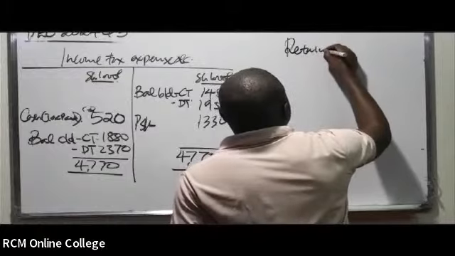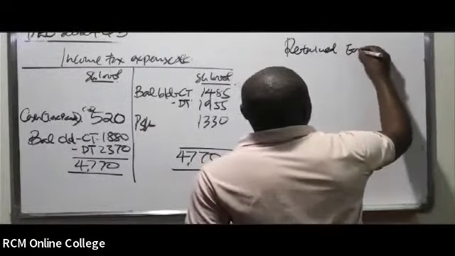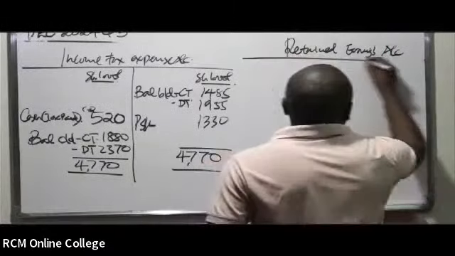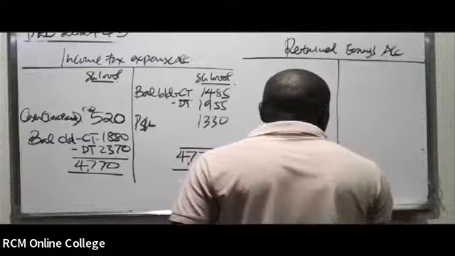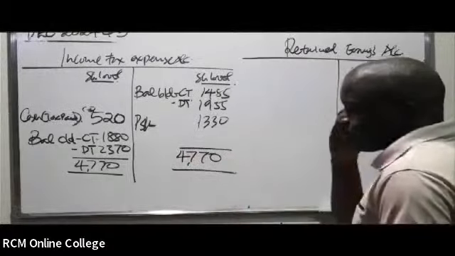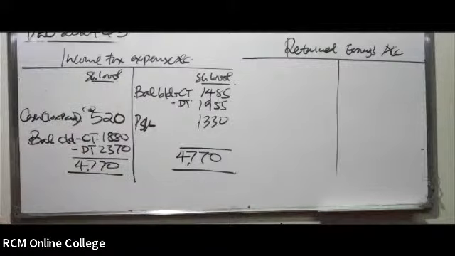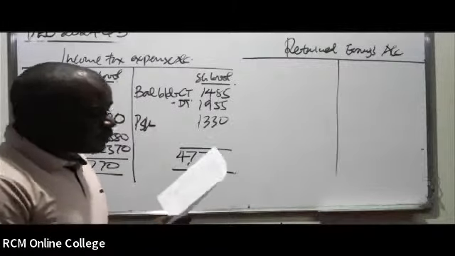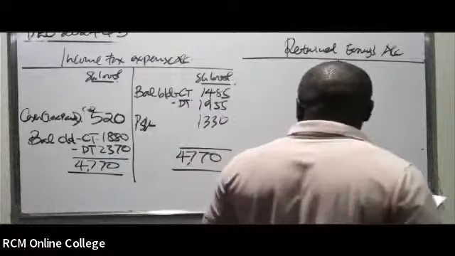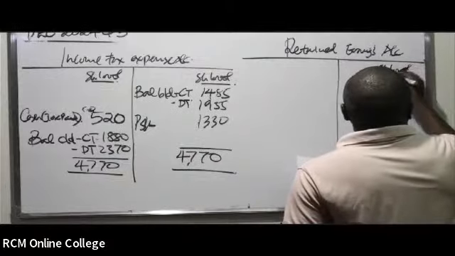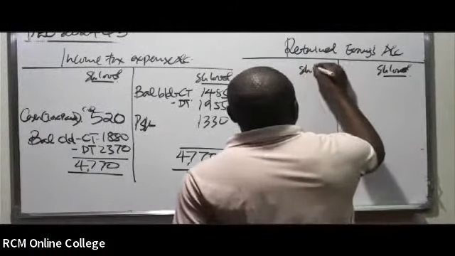Retained earnings. You prepare this account, retained earnings account. You'll likely be able to see it under the equity items. So in this case, you put here shillings in thousands.